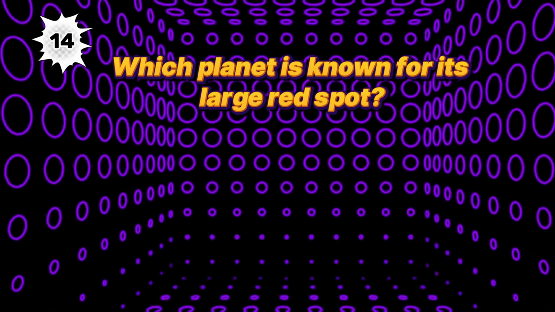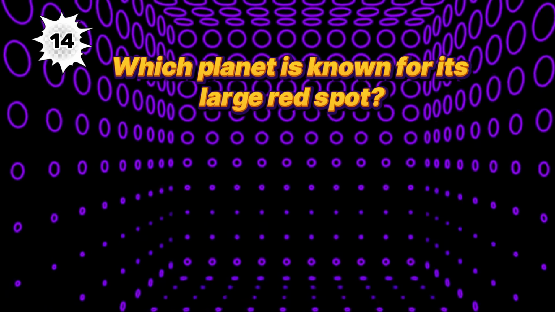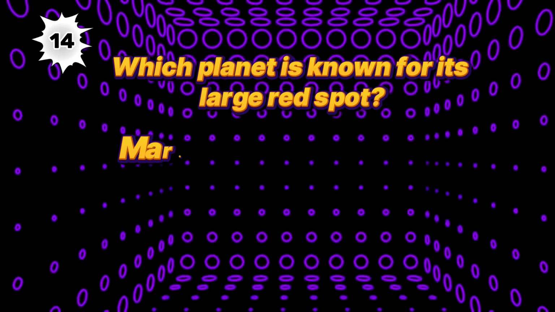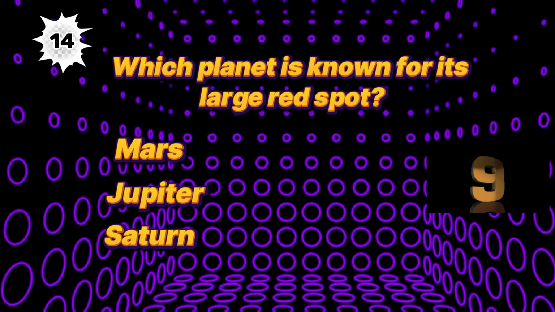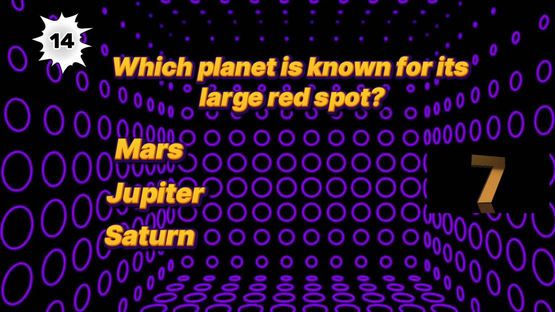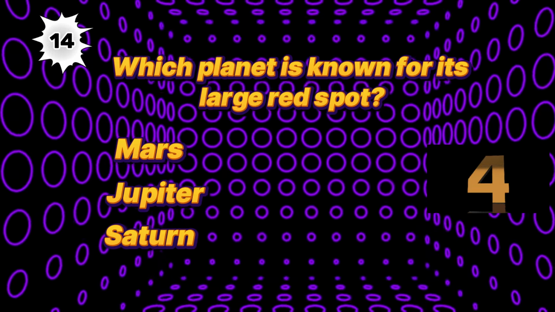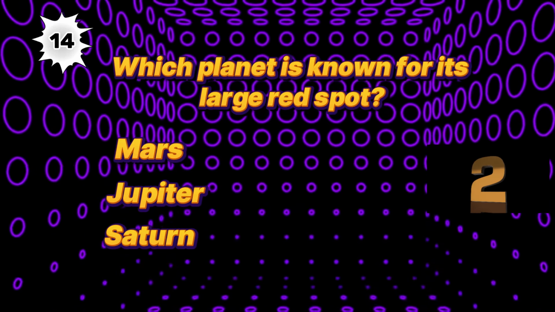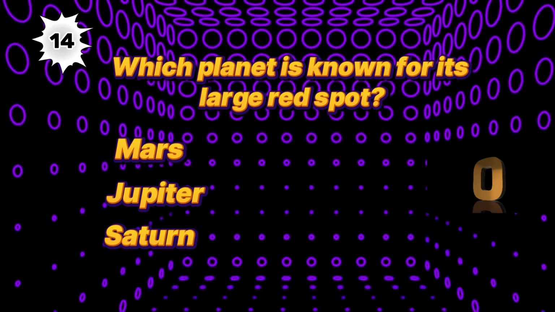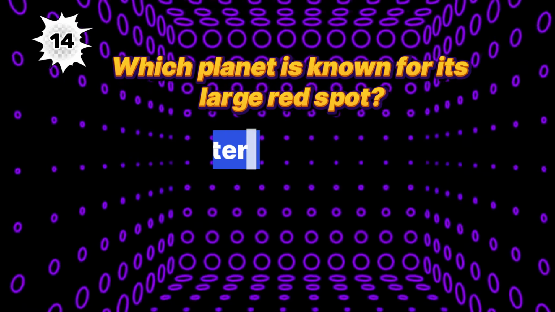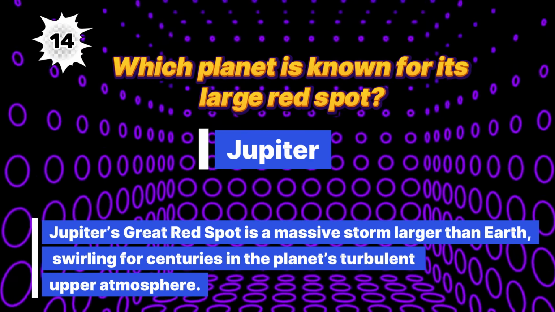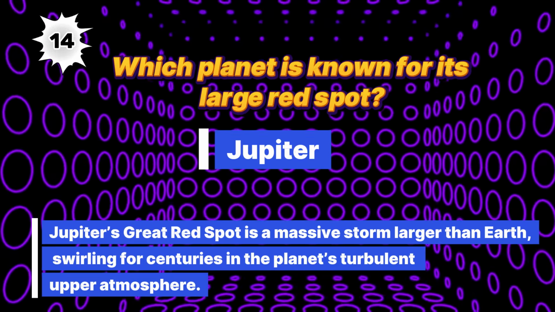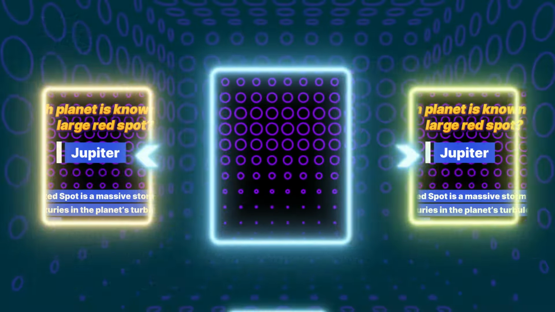This one's from astronomy. Which planet is known for its large red spot? What do you think it is? Mars, Jupiter, or Saturn? The correct planet is, of course, Jupiter. Jupiter's Great Red Spot is a massive storm larger than Earth, swirling for centuries in the planet's upper atmosphere.